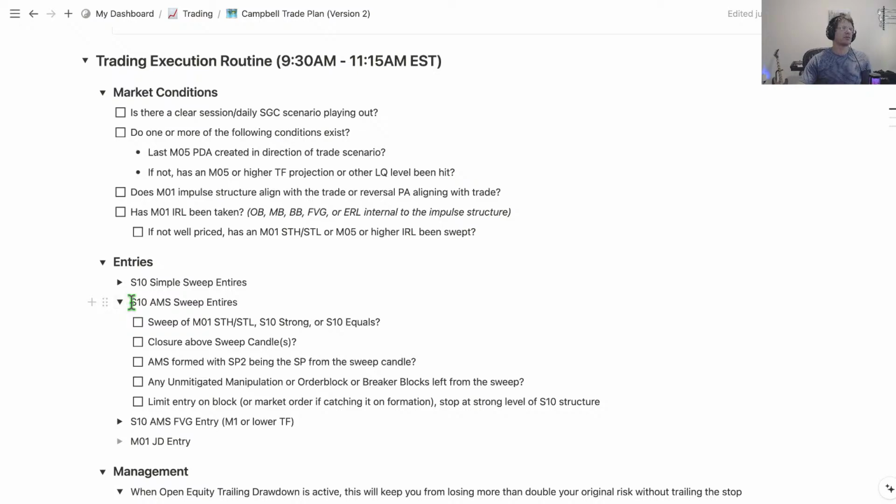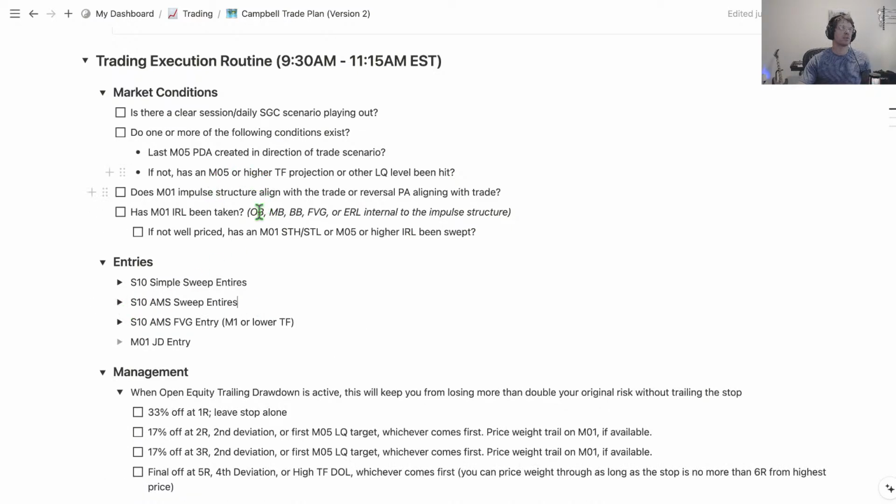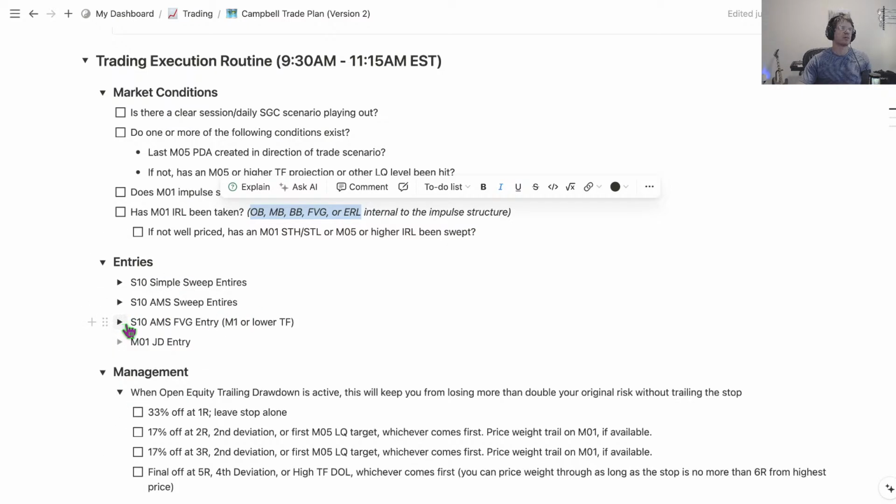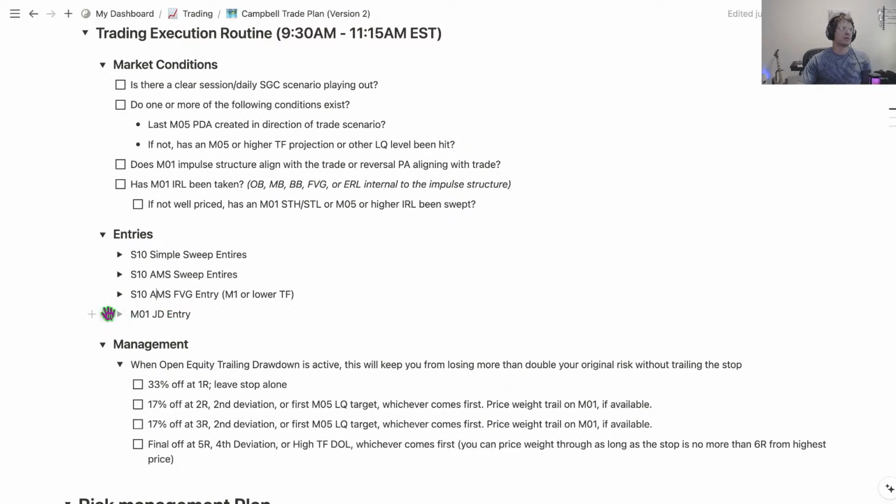Conversely, we can have what's deemed AMS structure, where you create a short-term high or low that gets swept, and then you create another short-term high or low, which is above or below the previous short-term low or short-term high. And if that happens in one of these areas of interest, we could take the trade there. Even better if there's a fair value gap on S10 and it occurs within that fair value gap, that's higher probability.